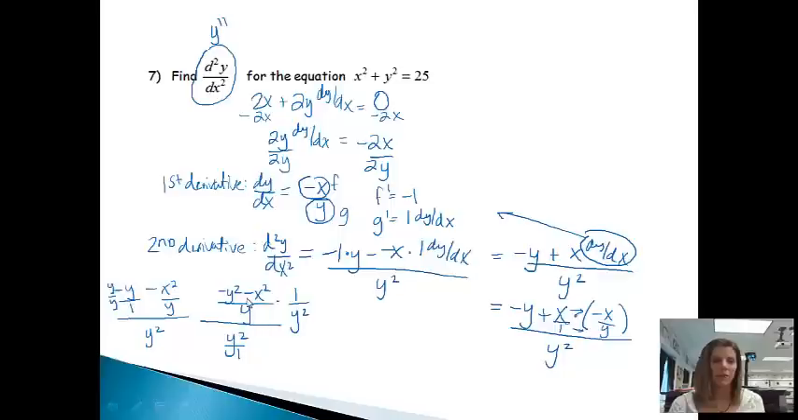Okay, and then finishing this up, if I multiply straight across again, I'm going to get the second derivative is equal to negative y squared minus x squared all over y cubed. And at that point in time, I can be done with my problem, and that is my second derivative. So now hopefully you can use implicit differentiation to find the second derivative of a function.